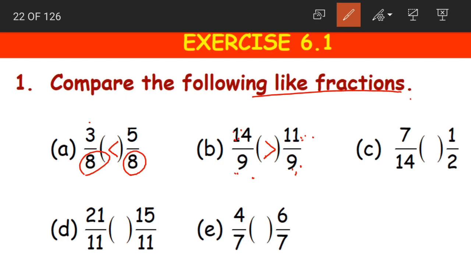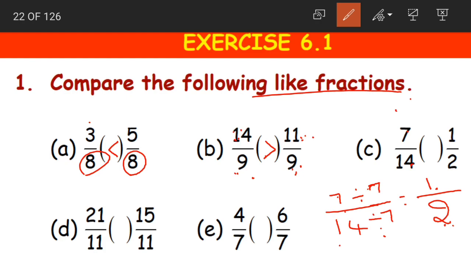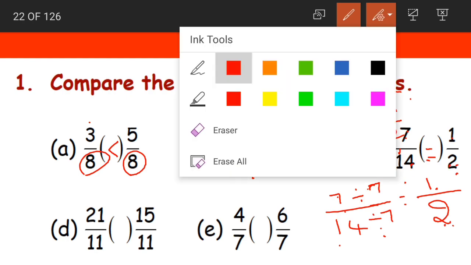Next question C. 7 by 14 and 1 by 2. Now see children, if you remember the equivalent fractions here, 7 by 14 is nothing but if we divide both the numerator and denominator by 7, what will we get? 7 divided by 7 is 1. 14 divided by 7 is 2. We are getting 1 by 2 here. So 7 by 14 is nothing but 1 by 2 and the other fraction is also 1 by 2. So 7 by 14 is equal to 1 by 2.